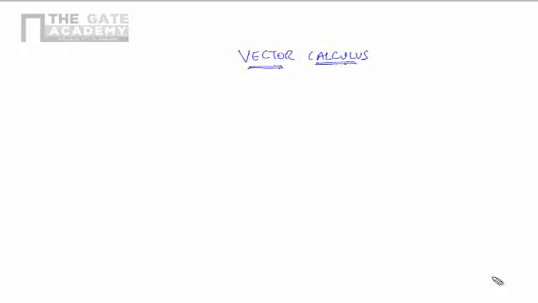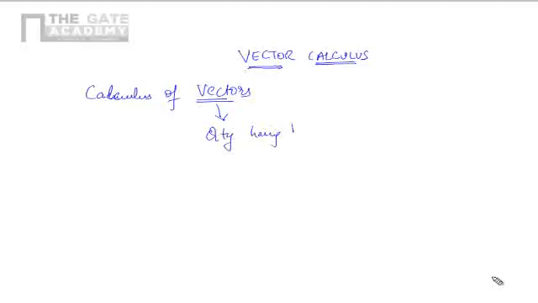So welcome to the session on Max on vector calculus. So here we are going to deal with calculus of vectors. So the first thing we need to understand is what do you mean by vectors. Vectors, as we know, are quantities having both magnitude and direction. Correct?